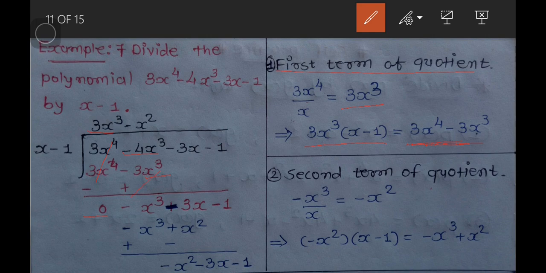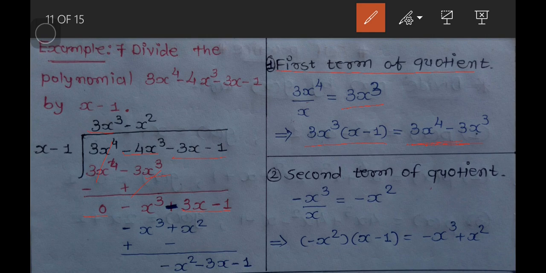So we do subtraction. Subtracting 3x cube from 4x cube, we get x cube, and minus 4x cube is the last term, then we put here a minus sign. So minus x cube, and the remaining part we put in the remainder. So here we get minus x cube minus 3x minus 1 as our new dividend.